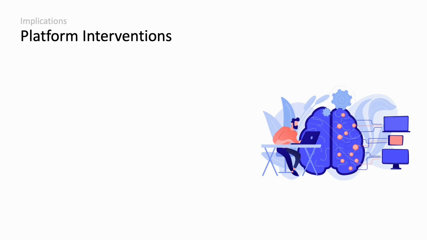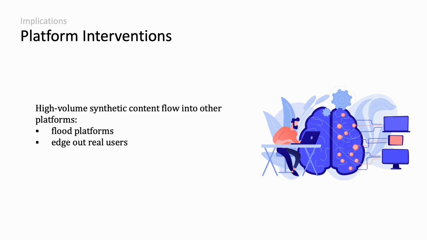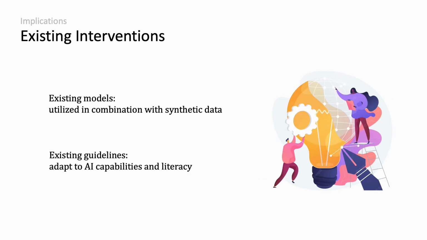In addition, a large language model is not a standalone system. Information produced by it will find its way into other places, such as social media platforms and even search engines. High-volume AI content could flood platforms and edge out real users. This is particularly concerning for platforms that prioritize information quality. Therefore, online platform interventions need to study ways to carefully flag AI-generated content.